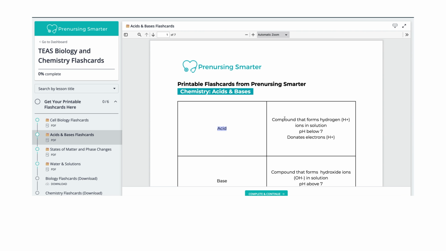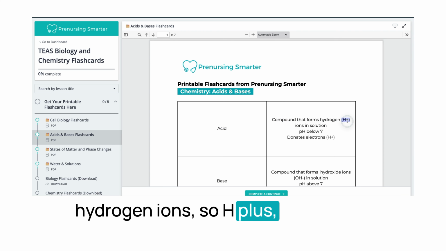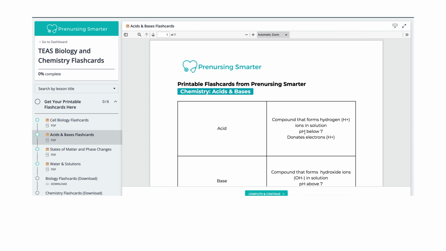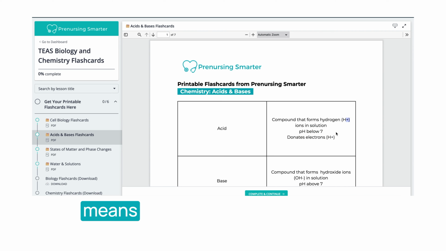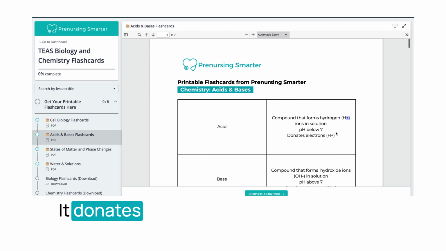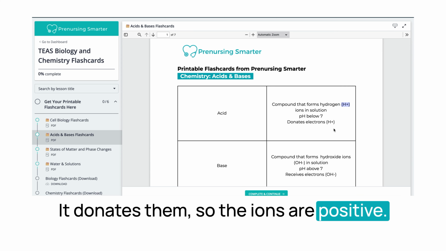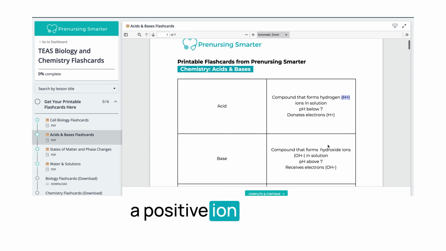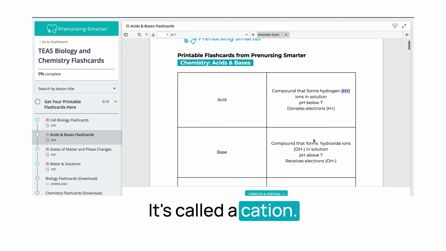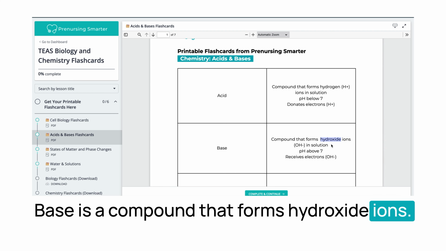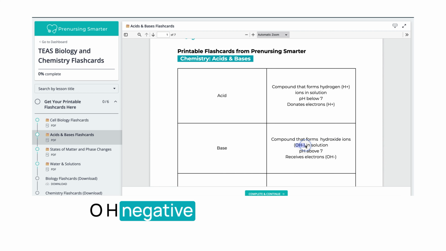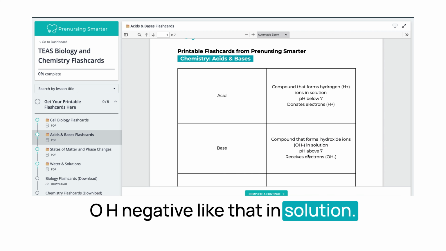So an acid is a compound that forms hydrogen ions, so H+, in solution. It has a pH below 7, and it donates electrons. So this H+ means it gets rid of electrons, it donates them, so that ions are positive. And do you remember what a positive ion is called? A cation.